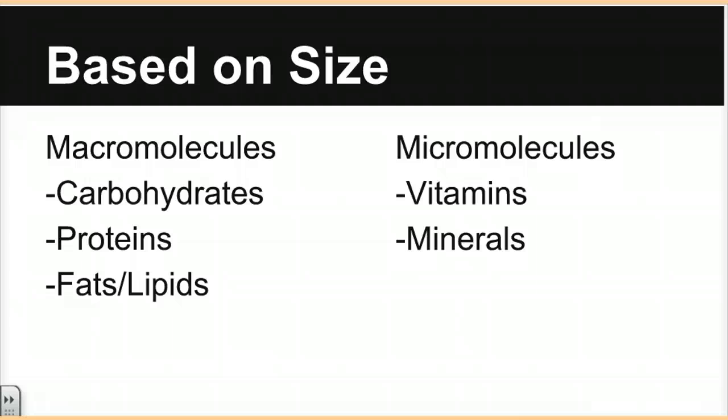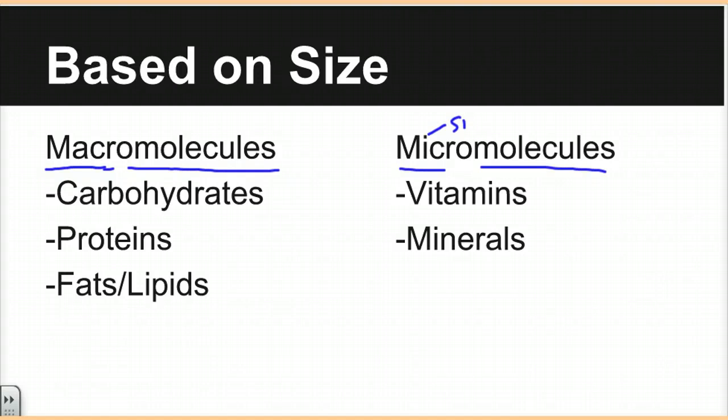So based on their size, macromolecules are molecules that are large in size. Macro means large. Micromolecules, micro means small. Micromolecules are vitamins and minerals. They're much smaller and needed in a smaller quantity also. Macromolecules are large molecules and they're needed in a larger quantity.